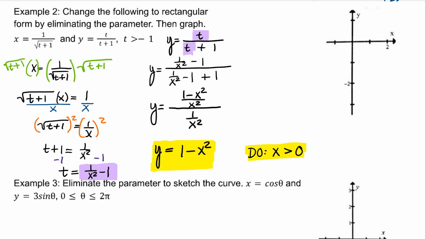So if x must be greater than 0, let's graph 1 minus x squared with x greater than 0. 1 minus x squared is an upside down parabola shifted up 1. Oh wait, it doesn't go less than 0, and at 0 we should have a hole. As t grows, the y value will get smaller and smaller, so our orientation is in this direction.